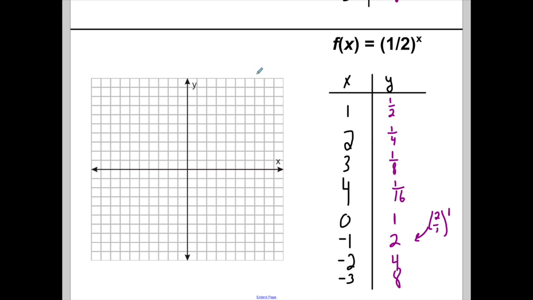So remember, one of the most challenging things to remember is the negative exponent flips the thing that you're doing the exponent or the power to. So in this case, it flips the 1/2 to a 2 over 1, and then the exponent goes from a negative to a positive. Okay, so that's something that's going to take a little bit of practice potentially. So we've got 0, 1, negative 1, 2, negative 2, 4, negative 3, 8, 1, 1/2, 2, 1/4. So this is kind of like that other graph, but mirrored.